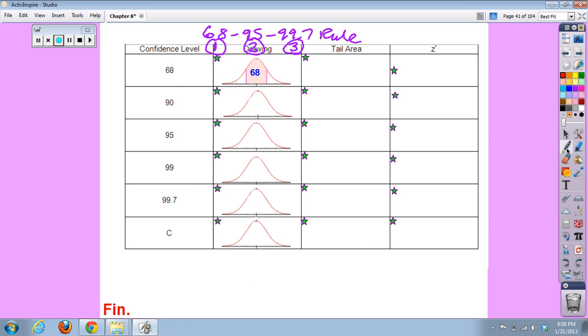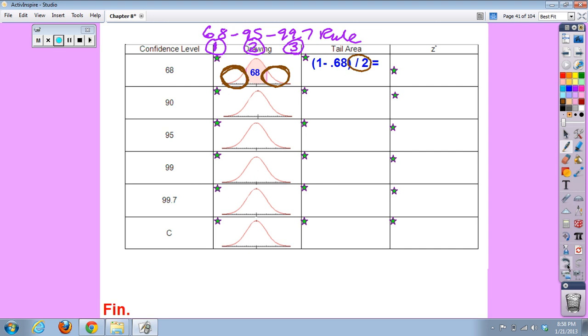Now, in order to calculate this stuff in your calculator, we need to know the tail area. And by the tail area, we're going to be referring to this guy down here. Now, the tail area, the whole curve is 100%. And if I subtract away my 68% that's in the middle, my 2 tails here together make up, what, 32%. So that's why I'm going to divide it by 2.